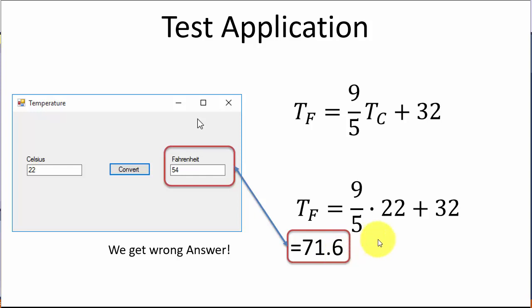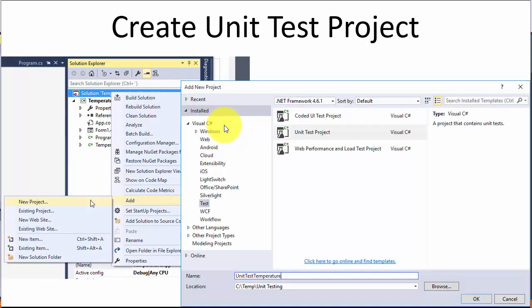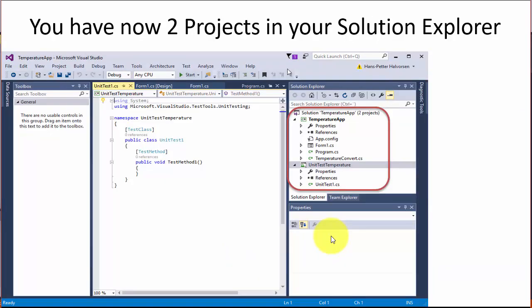So let's create a unit test in order to figure out what's wrong within our code. So let's create a new unit test project within our solution in Visual Studio. So then we just click on the solution, click add a new project, and then we select test, and then we select the unit test project, and then we select a proper name. And then, as you will see, we will get two projects within our solution. We will get our application, and we will get a new project, which is our unit test project.